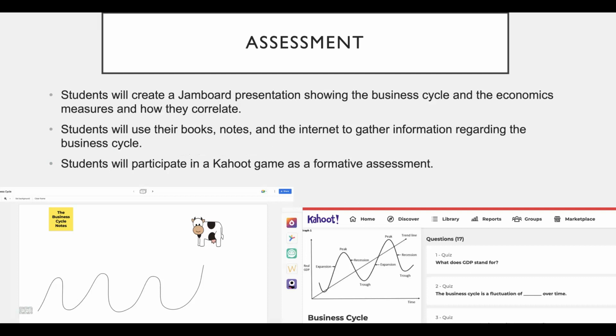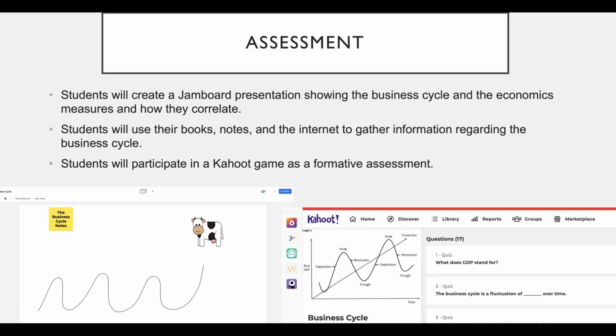The actual project was students had to create a Jamboard representing that business cycle and including the different economic measures in it and how they correlate with each other. A business cycle is part of the standards that they have to meet, and normally it is just pen and paper and we're drawing it, we're taking notes. So this time they were able to use a Jamboard.